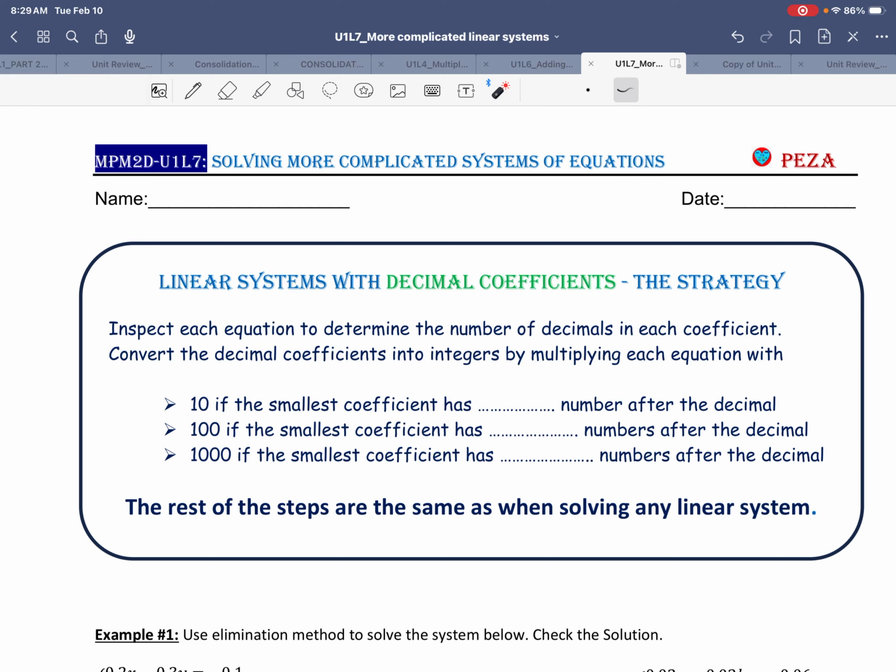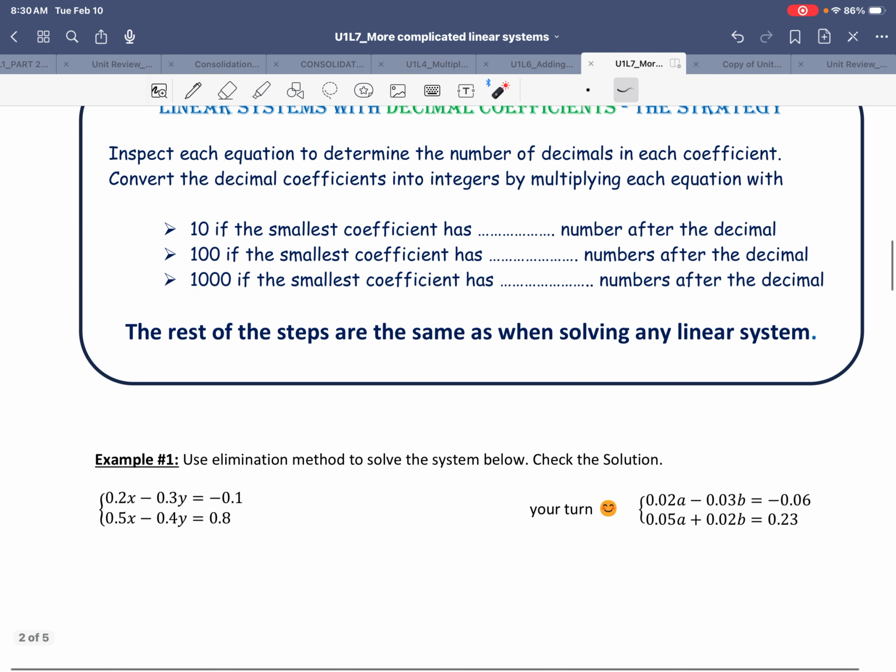Hey everyone, let's try solving together some systems of equations, and this time I have selected some more complicated systems. What makes them more complicated is simply the fact that we'll need to do a little bit of work before starting to solve them: simplify the equations and bring them to the form ax plus by equals c, where a, b, and c are simply integers, so no decimals, no fractions.